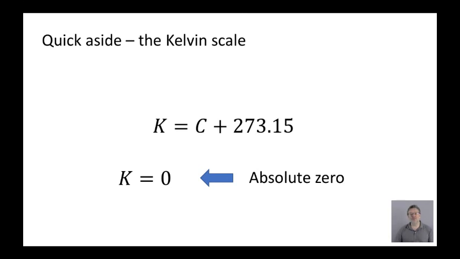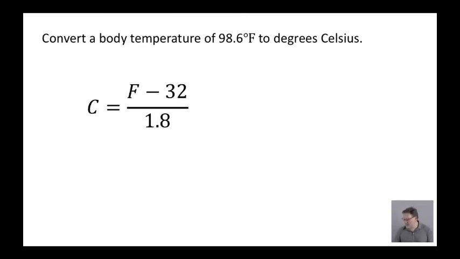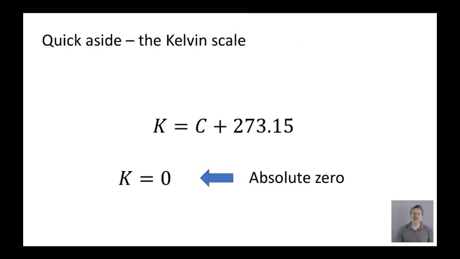So convert a body temperature here of 98.6. Let me actually finish this up here. If you want to convert a temperature to degrees Kelvin, if it's already in degrees Celsius, it's really easy. You just add 273.15 to your temperature in Celsius, and you get the temperature in degrees Kelvin.